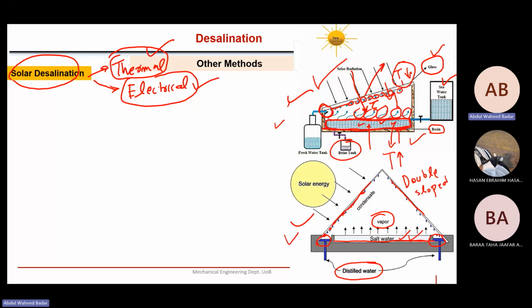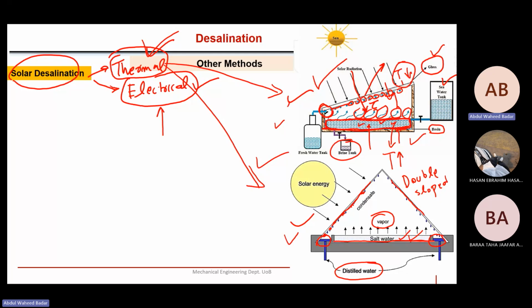Compared to clean water, this salted water has high absorption of solar energy, right? So this solar desalination is using solar energy either in thermal form or in electrical form. So here we saw only the thermal types of solar desalination, right?